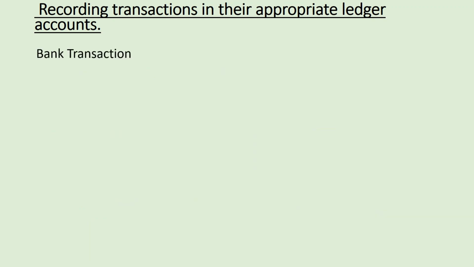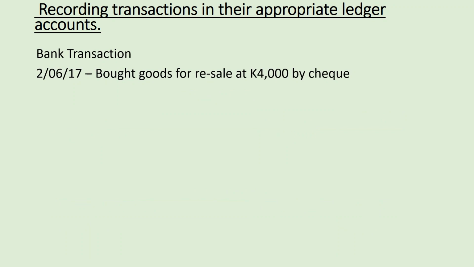We go to a bank transaction. It reads, on the 2nd of June 2017, bought goods for resale at 4,000 by check. So goods were bought so that they are sold, at 4,000 by check. This statement, for resale, is here to help us know if these goods were bought for business, for selling, or for keeping. If it's for keeping, then they are fixed assets, but if it's for selling, then they are current assets. So, bought goods for resale at 4,000 by check.